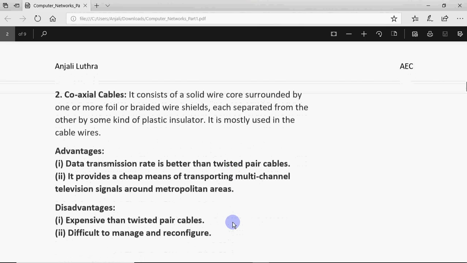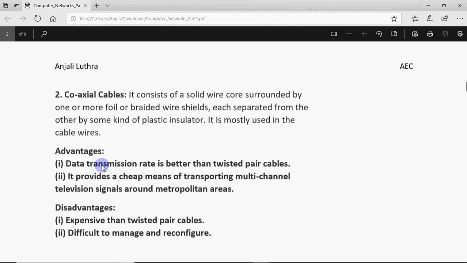Then comes coaxial cable, which is the second cable that comes under copper wires only. It consists of a solid wire core surrounded by one or more foil or braided wire sheets, each separated from the other by some kind of plastic insulator. So here we have a thick copper wire, and the thickness of the copper wire is very important because the bandwidth of the cable depends on the thickness of the wire.